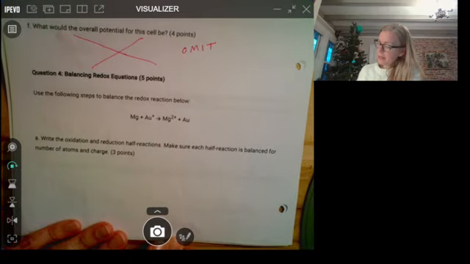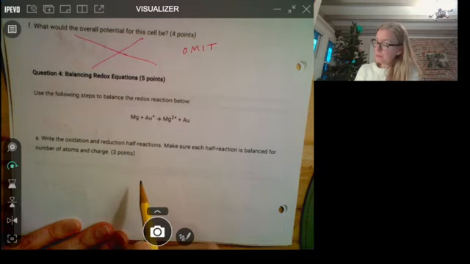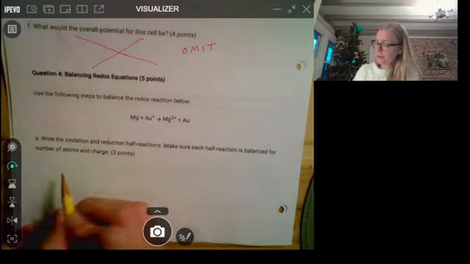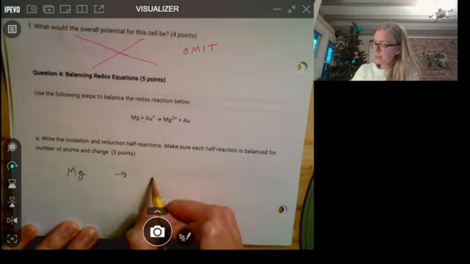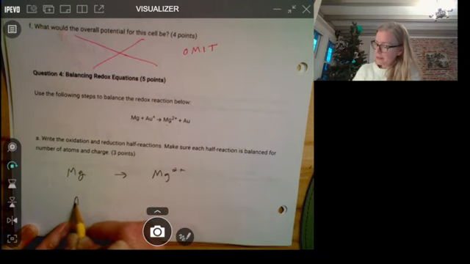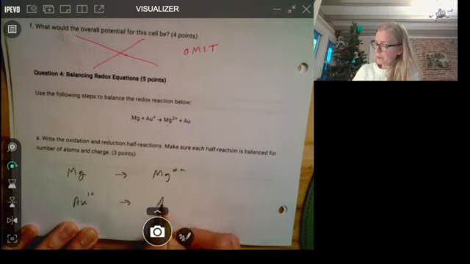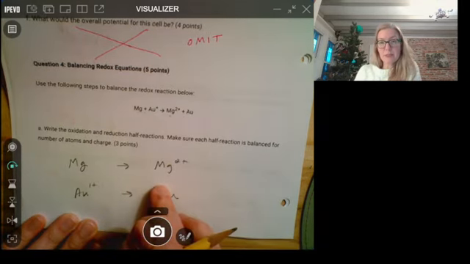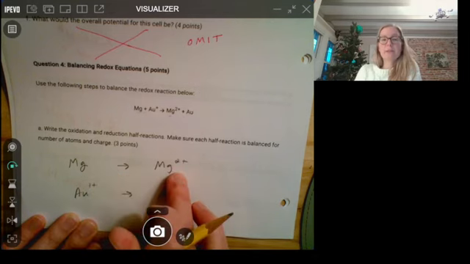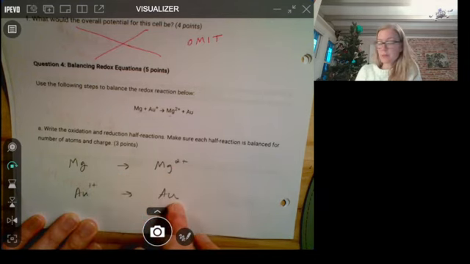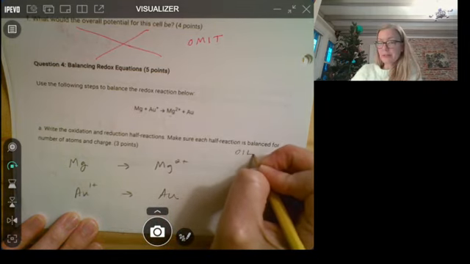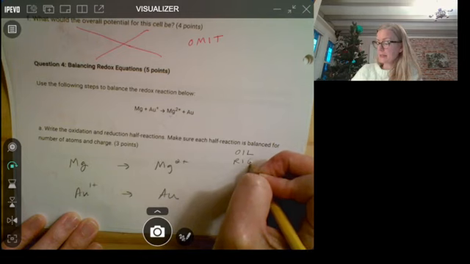For part A, we're going to write half reactions again. I'm going to help you with this one just because we haven't seen it written this way before. So you have Mg turning into Mg2 plus, and then you have Au1 plus turning into Au. You can see that Mg's charge went up. When the charge goes up, it's oxidized. When the charge goes down, it's reduced. And remember, OIL RIG was in your reading. Oxidation is losing electrons. Reduction is gaining electrons.